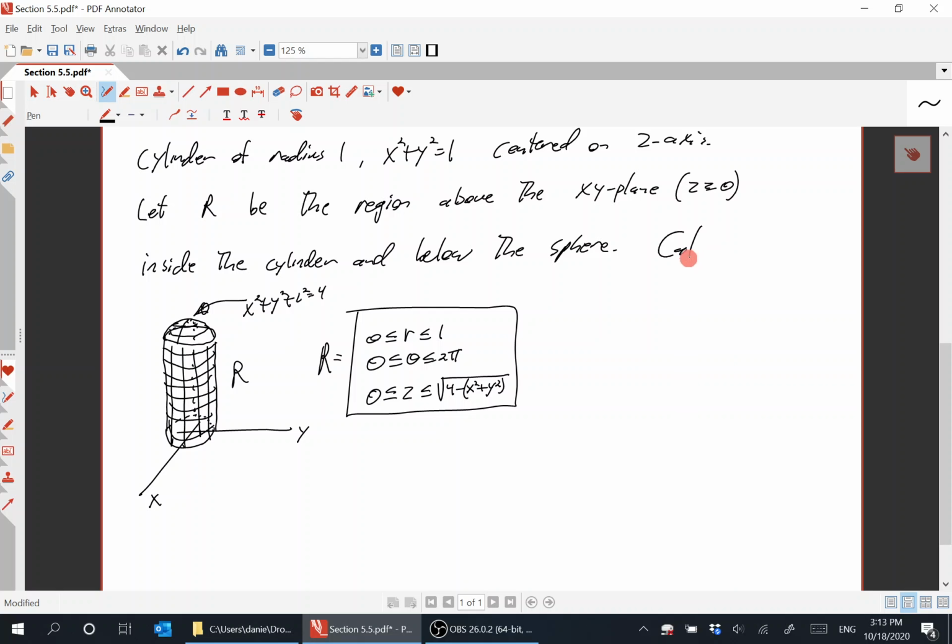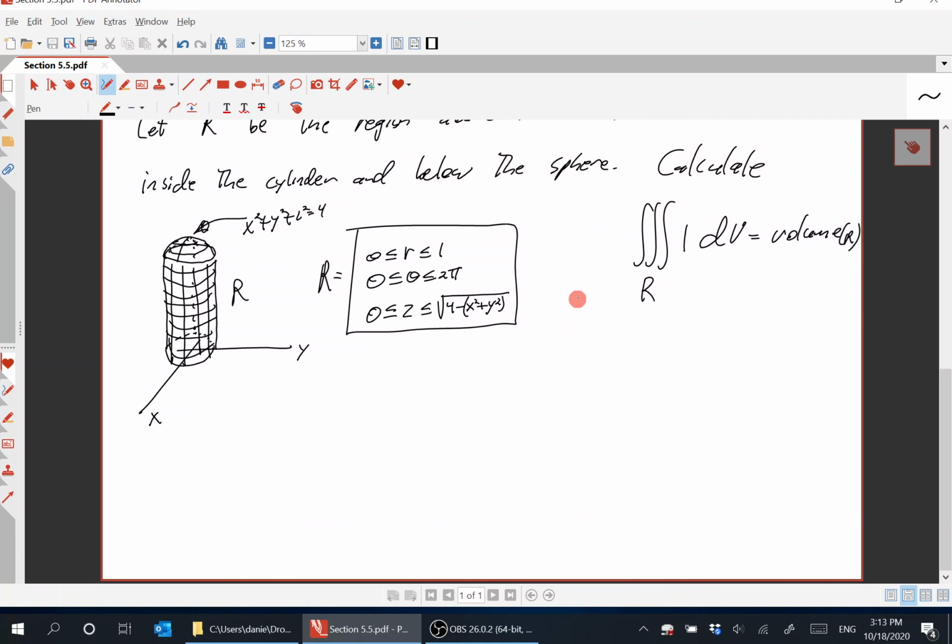So now let's calculate the following triple integral. The triple integral of 1 dV over R. The triple integral of 1 just gives you the volume of R. So let's do that calculation.